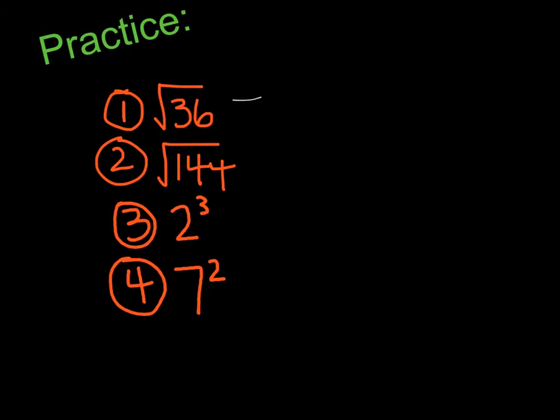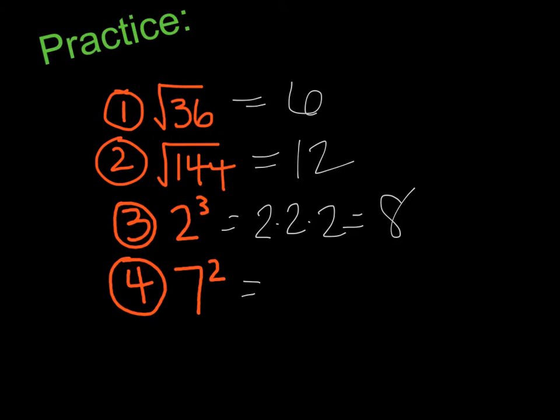Alright, here we go. Square root of 36 is 6. Square root of 144 is 12. 2 to the third power is 2 times 2 times 2, which is 8. And 7 squared is 7 times 7, which is 49.